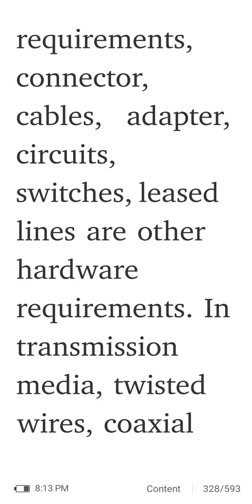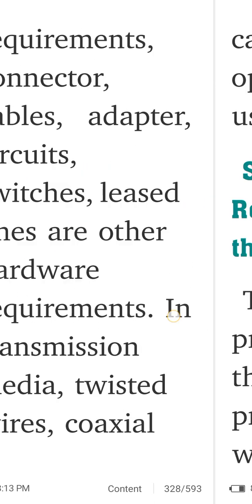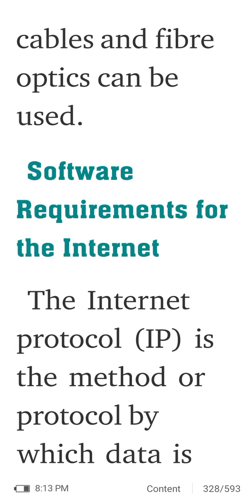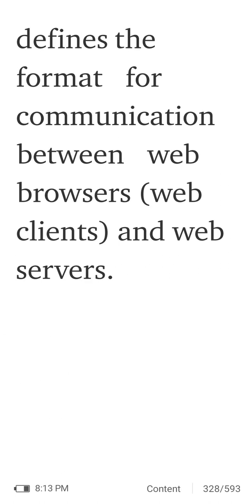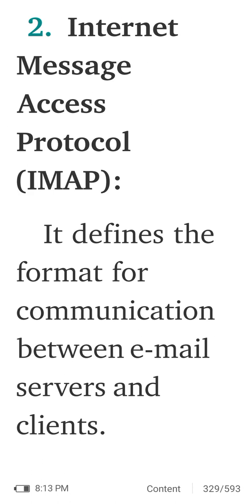Apart from the above requirements, connectors, cables, adapters, circuit switches, laser lines, lead lines, and other hardware are needed. In transmission media, twisted wires, coaxial cables, and fiber optics can be used. So, software requirements for the internet. The Internet Protocol, IP, is the method or protocol by which data is sent from one computer to another through the internet. It is classified into the following types: Hypertext Transfer Protocol, HTTP. It defines the format for communication between web browsers, web clients, and web servers. Then, Internet Message Access Protocol, IMAP.